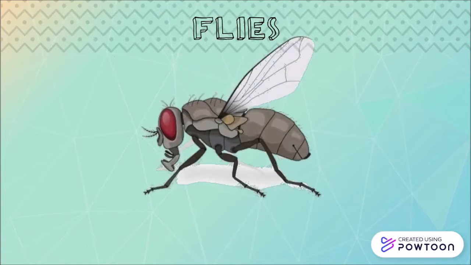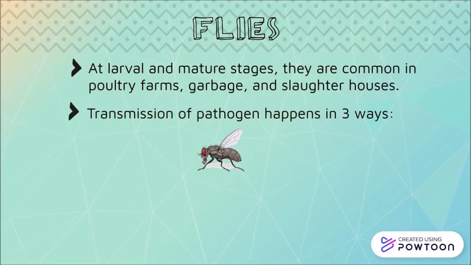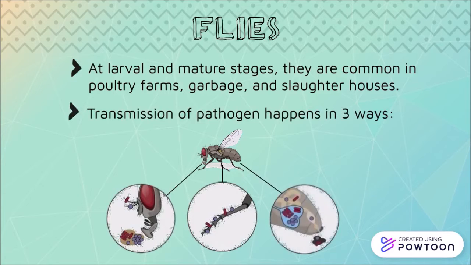Now let's talk about flies. At larval and mature stages, they are common in poultry farms, garbage, and slaughterhouses. Transmission of pathogens can happen in three ways. Pathogens stick to the legs and proboscis of the flies. Pathogens are deposited along with the vomit drop onto the food. Or pathogens are deposited in their feces after passing through the guts.